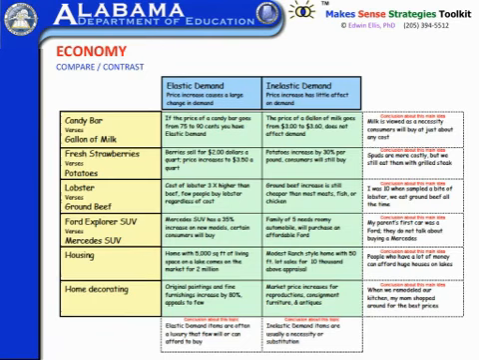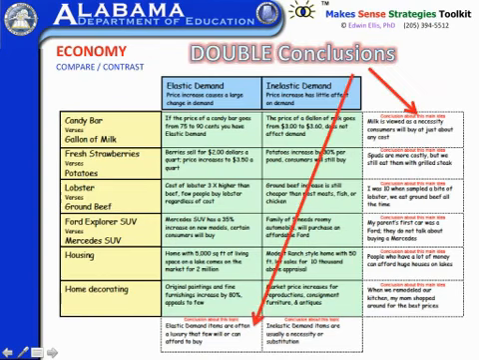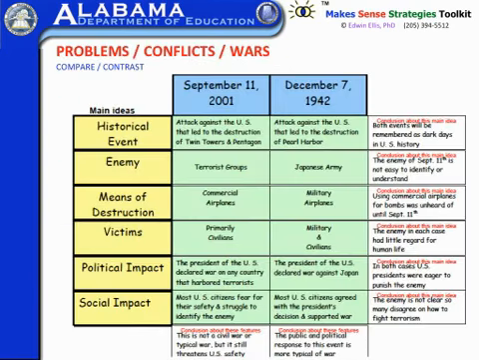This is another example of the double conclusions where we're comparing, this is in economics class, where we're comparing elastic demand with inelastic demand. And in this case, we're looking at different products like a candy bar versus a gallon of milk, fresh strawberries versus potatoes, and so forth. So again, these are double conclusions. This is a double conclusion comparing 9/11 with Pearl Harbor.